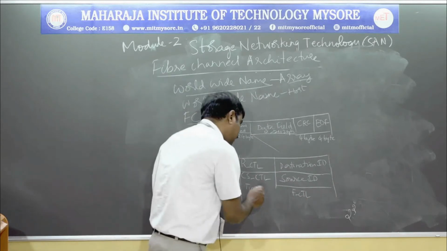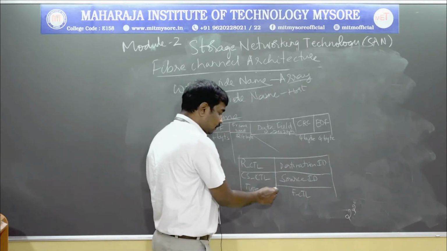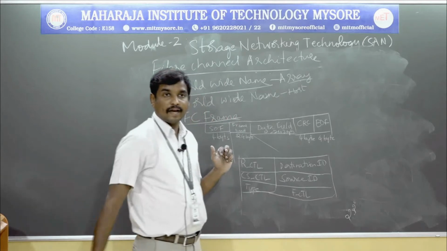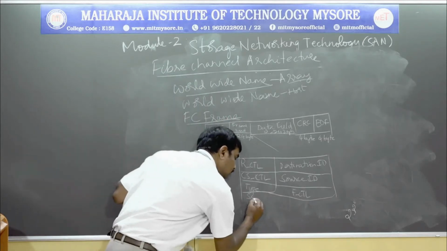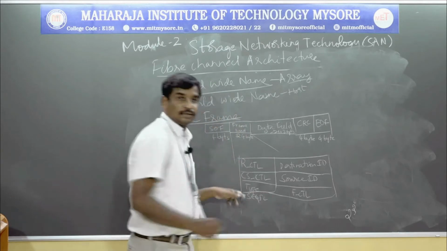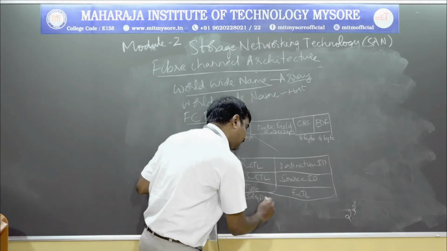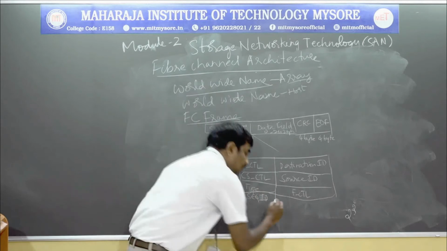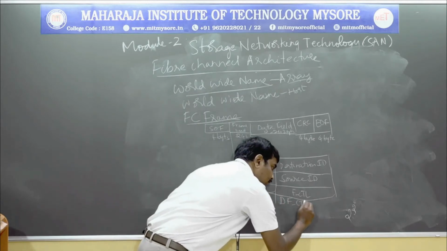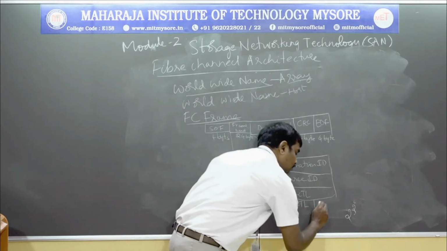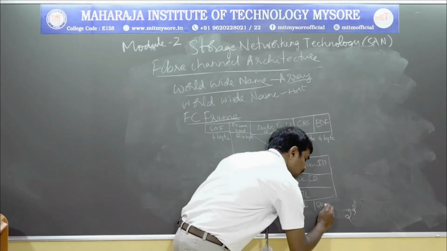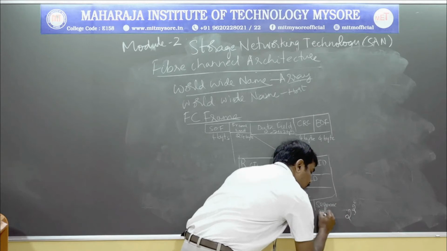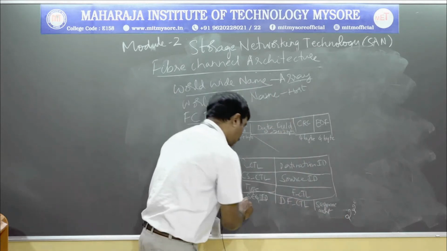Okay, along with that we have F control, sequence number, sequence control, sequence ID, as well as DF control, and then sequence count. So along with that, offset address.